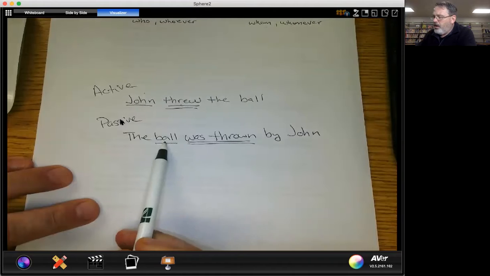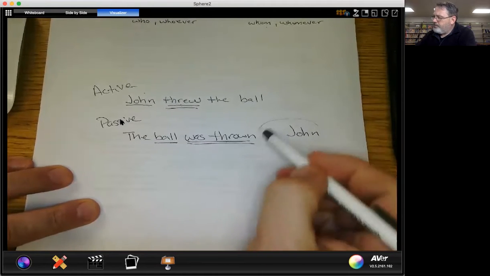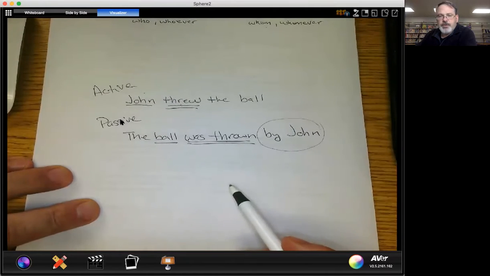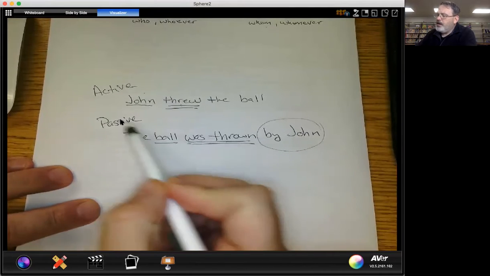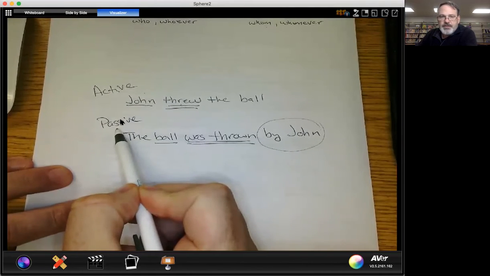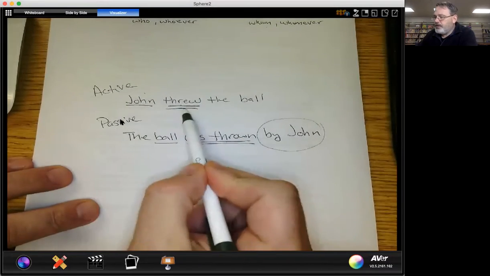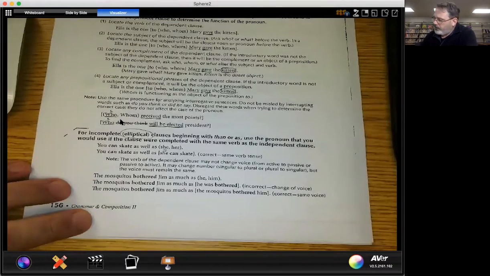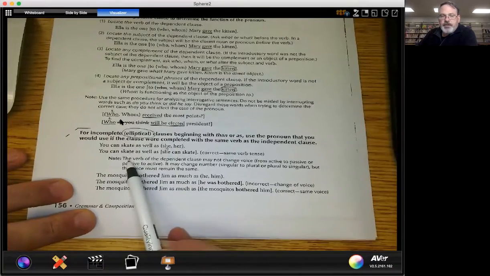So is ball doing the throwing? No. This prepositional phrase by John tells us who is doing the throwing. So if the prepositional phrase is doing the action, we can't call it active. It has to be passive. So when we talk about active and passive, it simply is the subject doing the action or not? Okay?